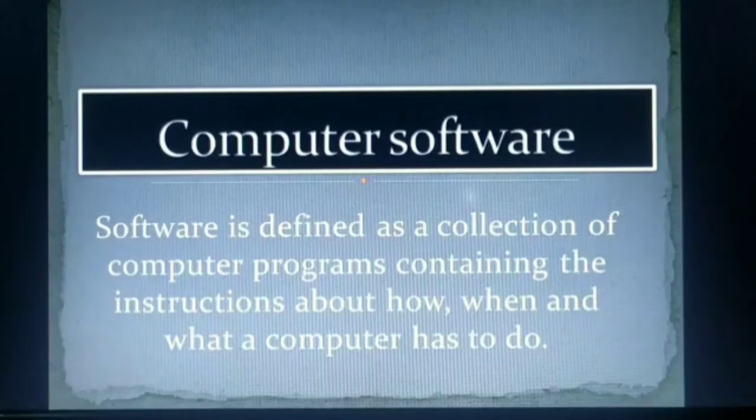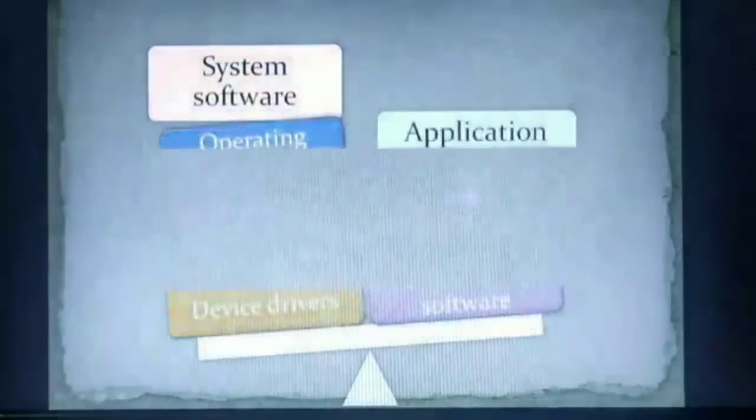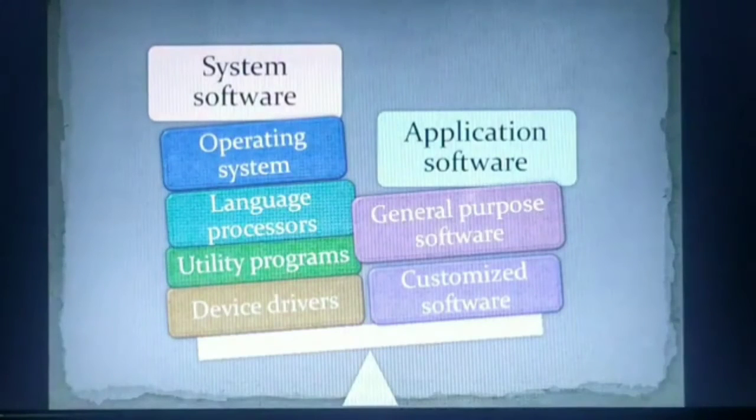Software is defined as a collection of computer programs containing the instructions about how, when, and what a computer has to do. The software can be stored in any of the computer storage devices. The software used by a computer can be classified into 2 sections: system software and application software. The system software consists of operating system, language processors, utility programs, and device drivers. And the application software we can classify into 2: general purpose software and customized software.